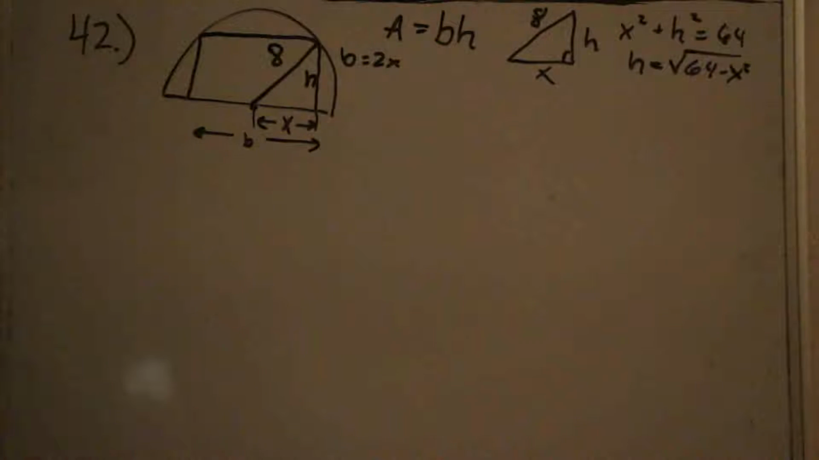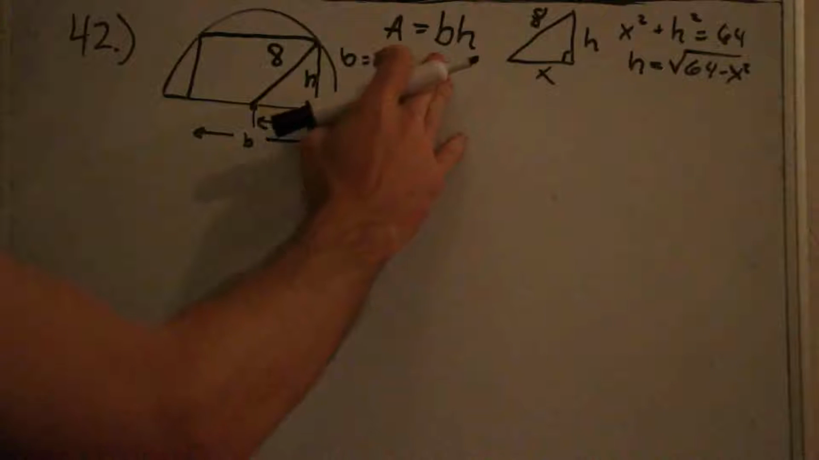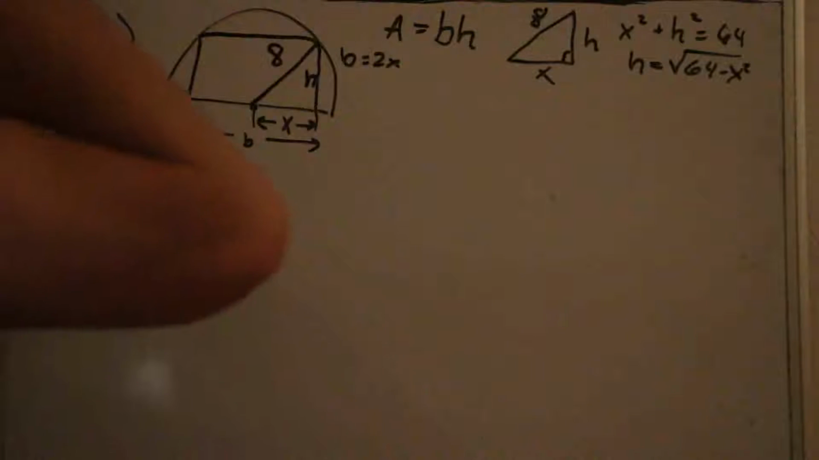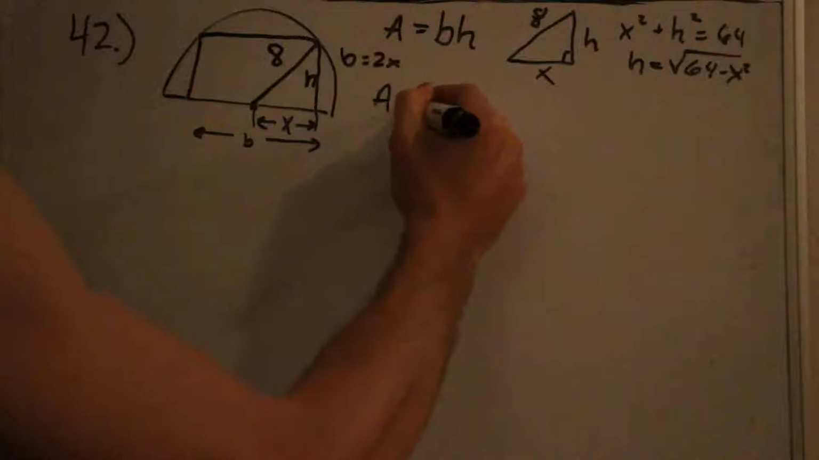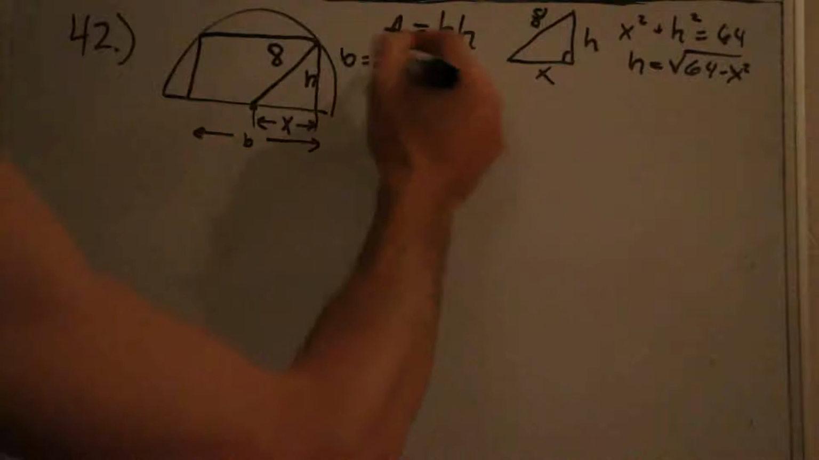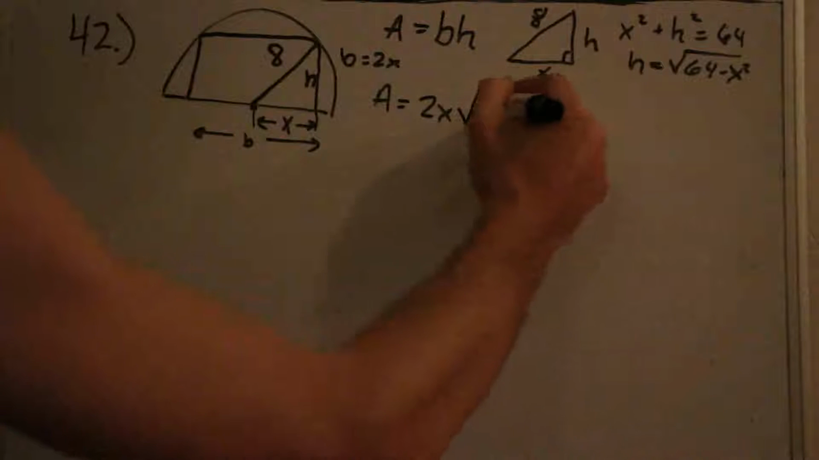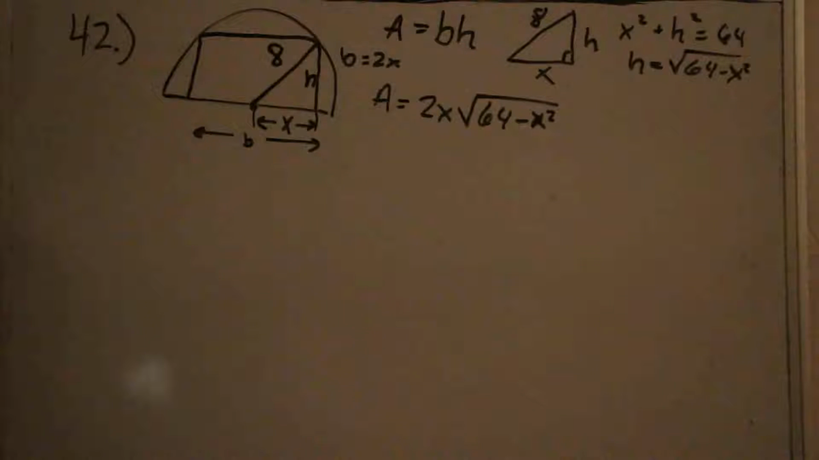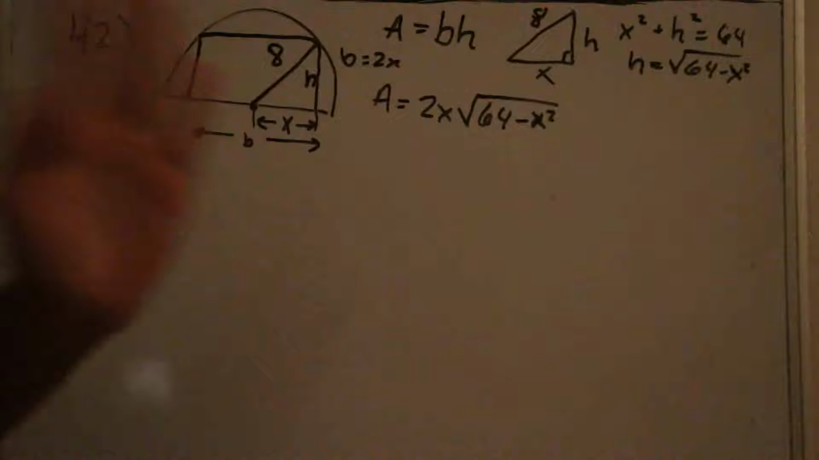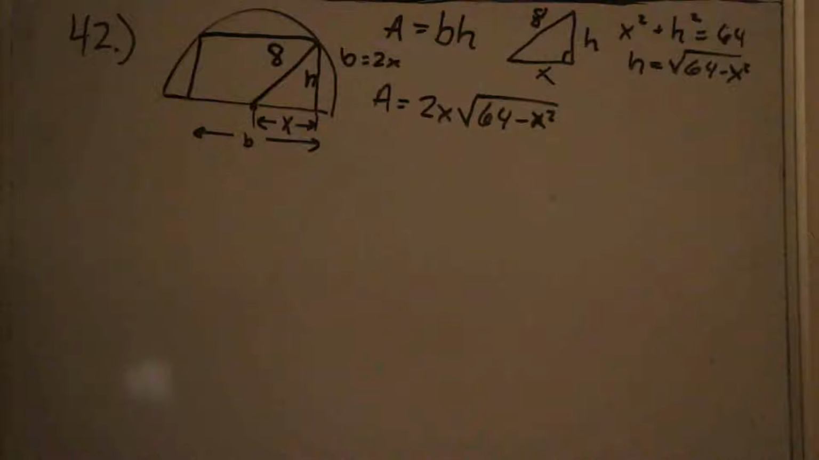Okay, cool. So if b equals 2x, and h equals radical 64 minus x squared, I can get this in terms of x. A equals b times h, which is 2x times radical 64 minus x squared. Alright, cool. So that's the area, and now I have it in just one variable. Area equals 2x times the radical 64 minus x squared. So if I want to find the maximum of this, I just have to take the derivative of this.